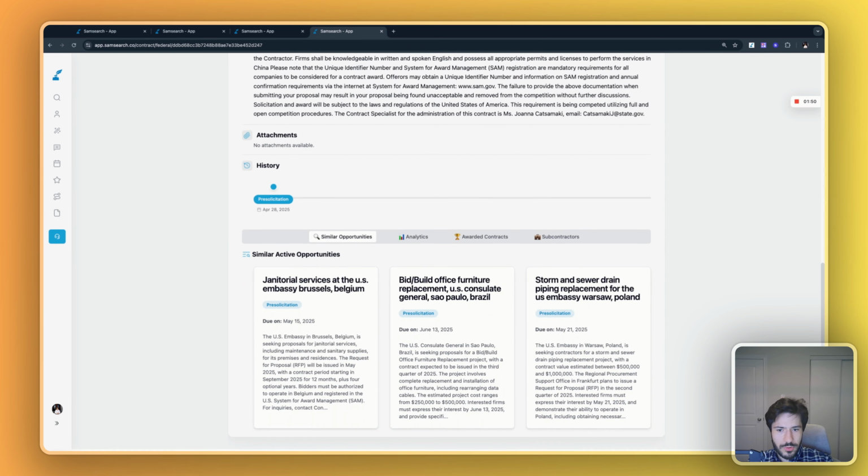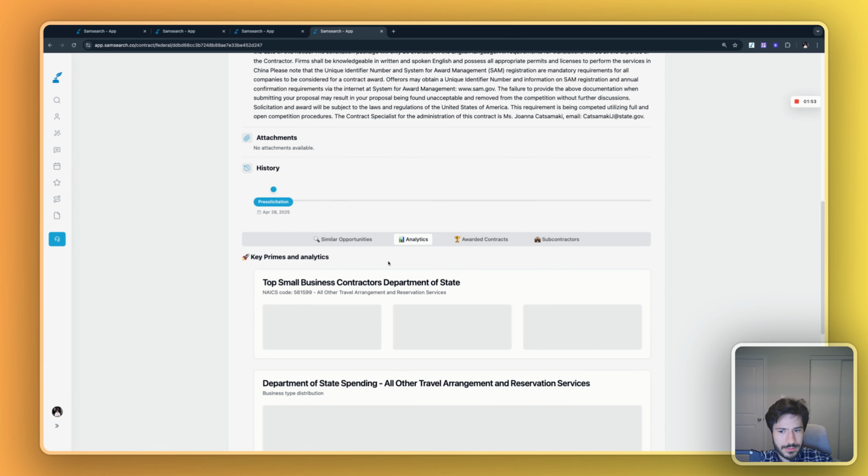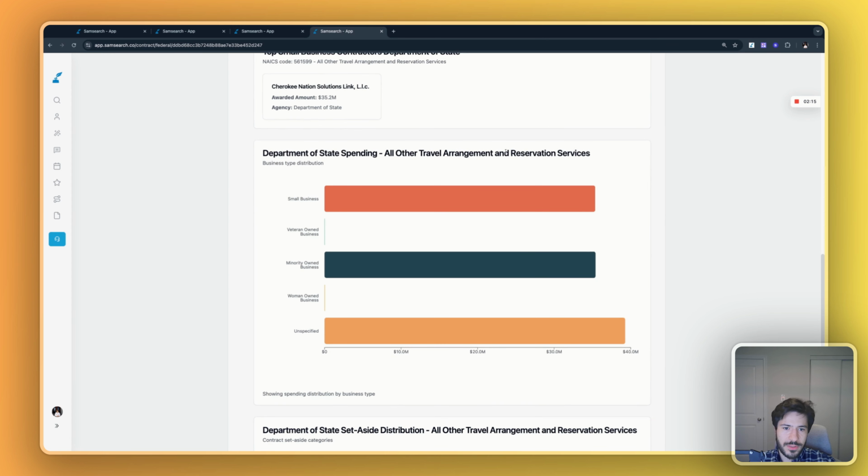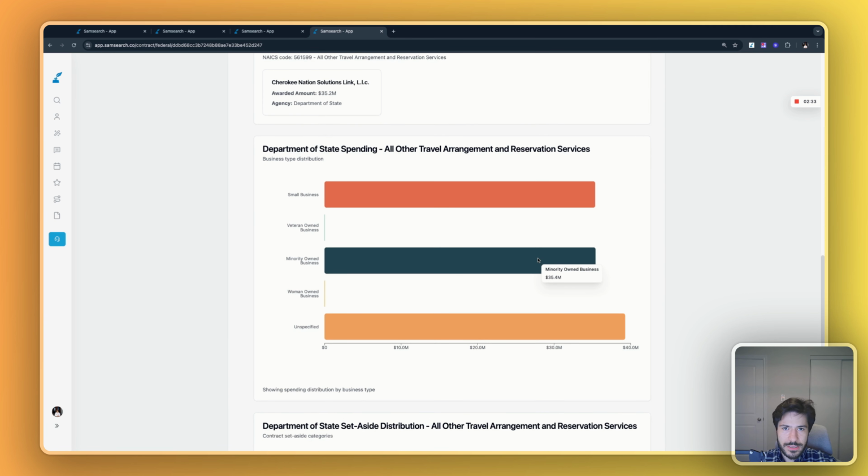Now, if we scroll to the bottom here and click on analytics, I would like to see, as you can see here, the spending of the Department of State in the travel arrangement and reservation services specifically. So as you can see from the bar chart here, most spending is going to small businesses and minority-owned businesses. So if I am a small business and I have the certificate for a minority-owned business, then I'm in a really good position to bid for this in the travel arrangement reservation services for the Department of State.